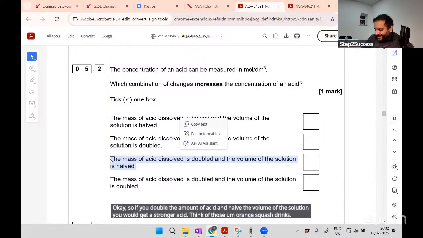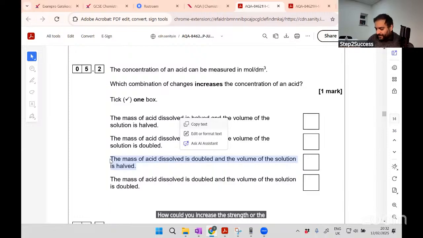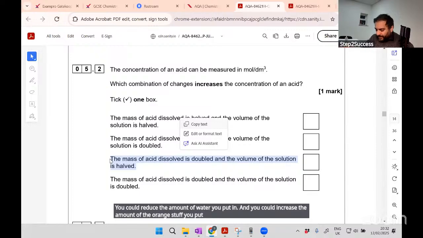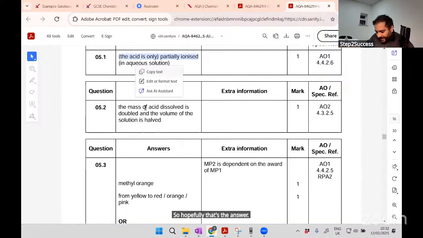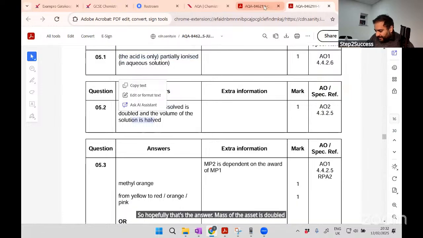Think of those orange squash drinks. How could you increase the strength or the concentration of it? You could reduce the amount of water you put in, and you could increase the amount of the orange stuff you put in. That's basically what we're talking about here, where the acid is the orange stuff. So hopefully that's the answer. Mass of the acid is doubled, the volume is halved. There you go. That makes the whole thing stronger.